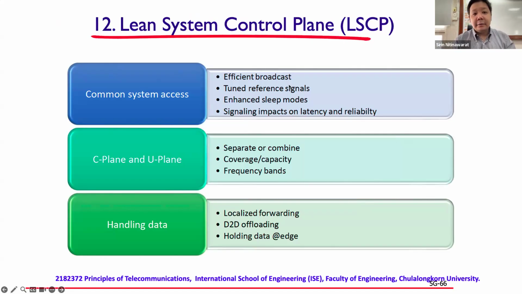So here, several techniques can be used, like broadcasting, tuning reference signals, and enhancing the sleep modes. In some cases, you can even combine or separate the control plane and user plane, using the combined one or separate one leaner, depending on the use.